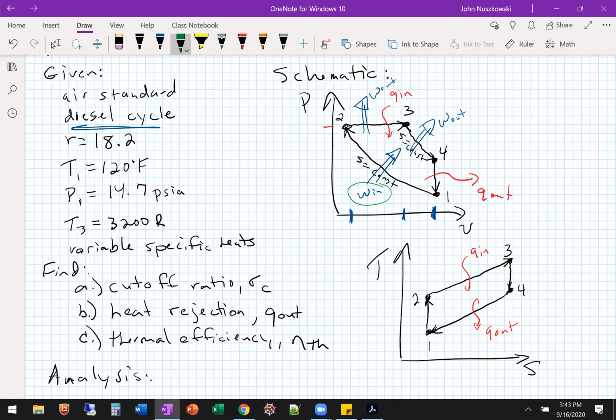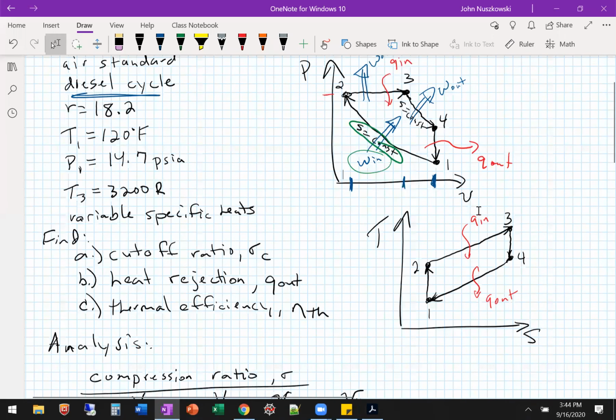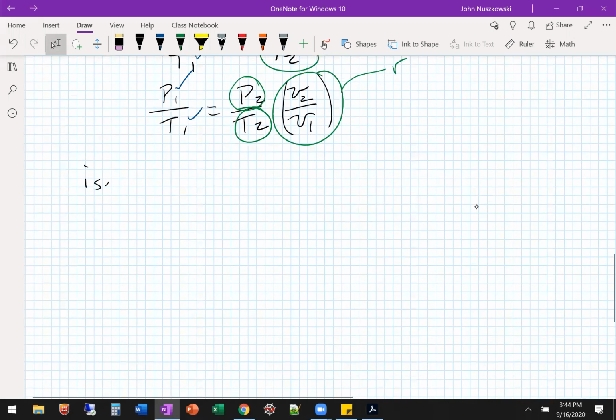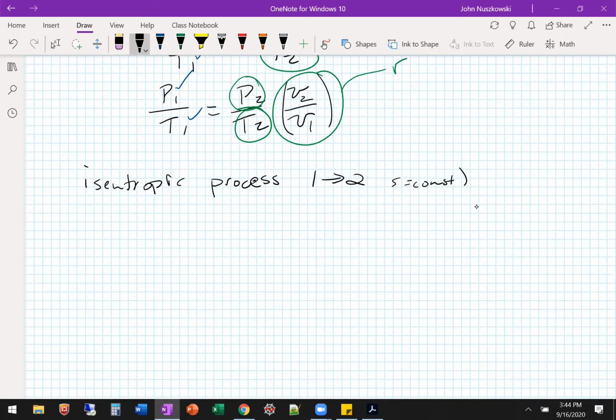So what do we do? It is going from 1 to 2, but what else do we know about that process? The entropy is constant. Yeah, entropy is constant, which means it's an isentropic process from 1 to 2. S is constant. So we have isentropic relationships.